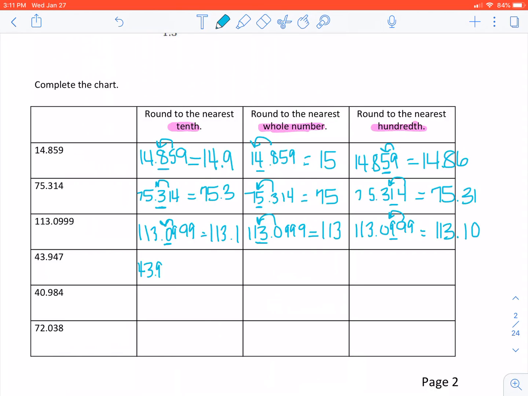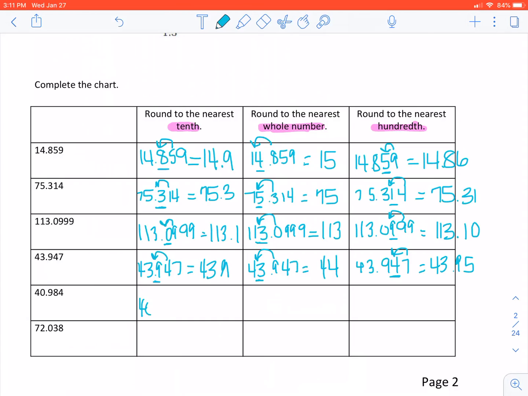All right, 43.947, so 9 is in the tenths place value. The 4 is going to tell the 9 to stay the same, so 43.9. This time we're looking at the 3. The 9 tells the 3 to go up to a 44. And the hundredths, that would be your 4, so look at the 7. The 7 tells you to go up, so 43.95.